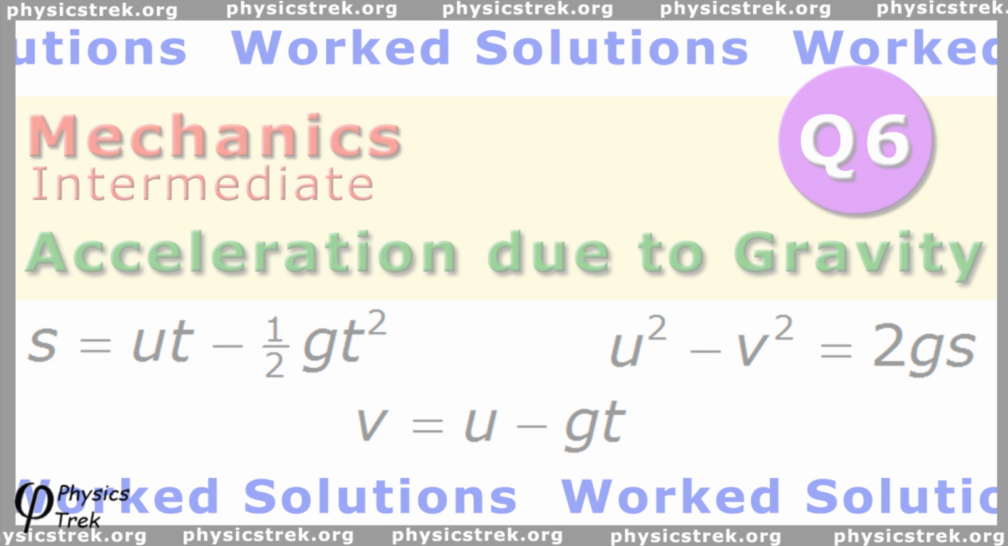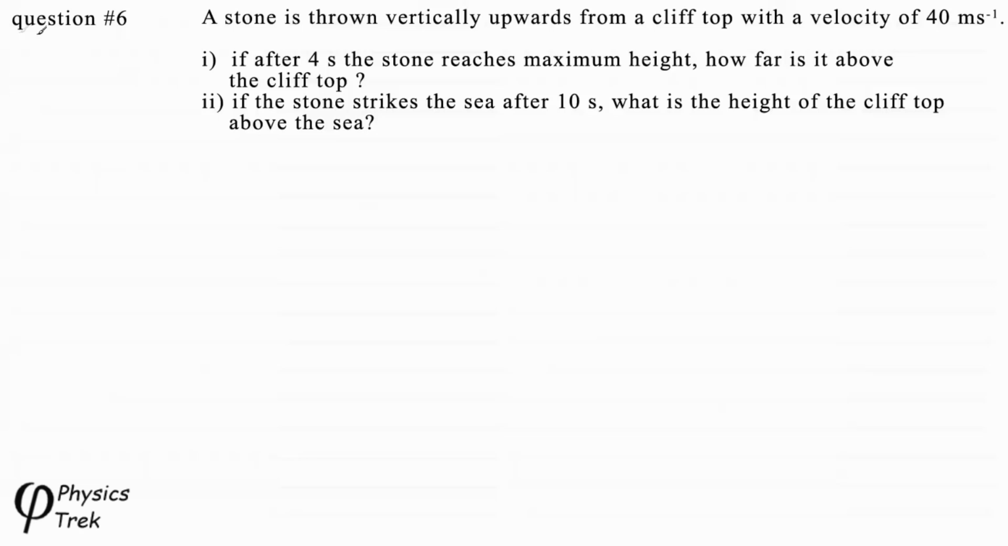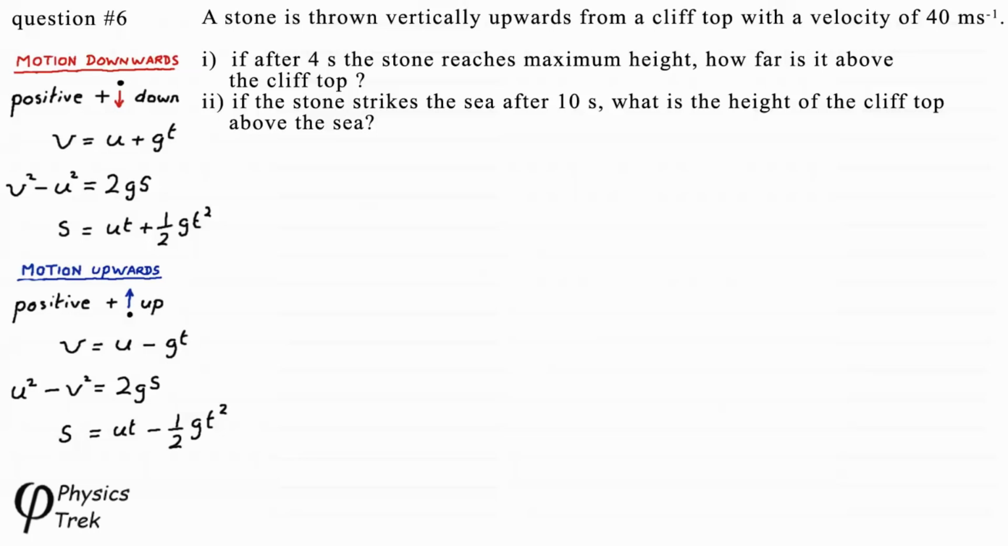Here it is. Question 6. A stone is thrown vertically upwards from a cliff top with a velocity of 40 meters per second. Part 1. If after 4 seconds the stone reaches maximum height, how far is it above the cliff top? Part 2. If the stone strikes the sea after 10 seconds, what is the height of the cliff top above the sea? Down the left side of the screen are the two sets of reference equations, one for upward movement and the other for downward.